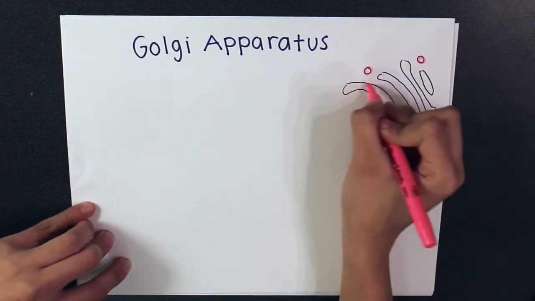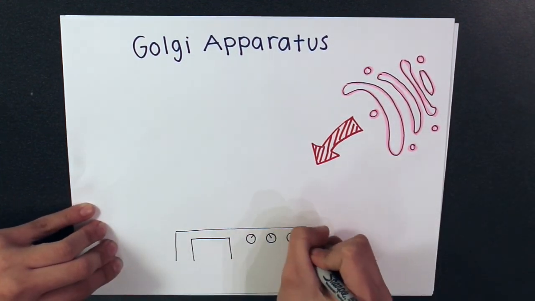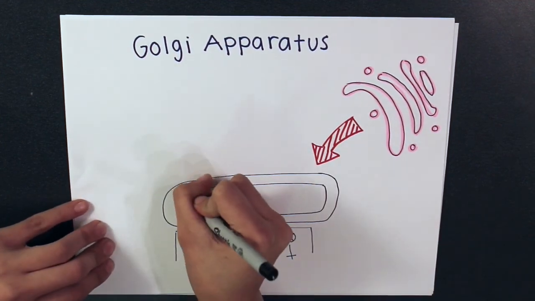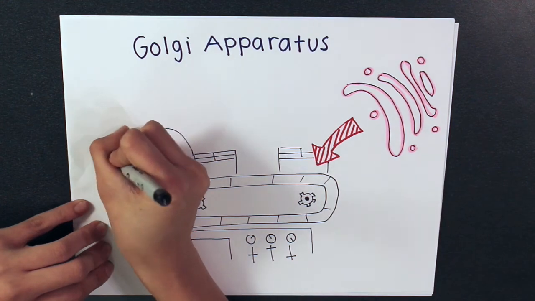It receives parts from organelles such as the endoplasmic reticulum and then proceeds to modify, sort, and package the parts to be sent to a different place in the cell membrane, or outside the cell.